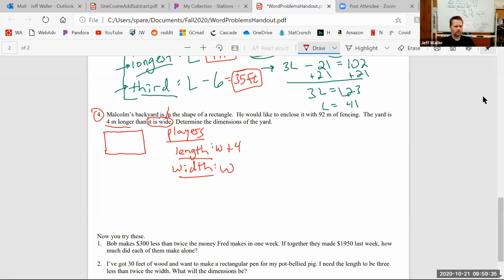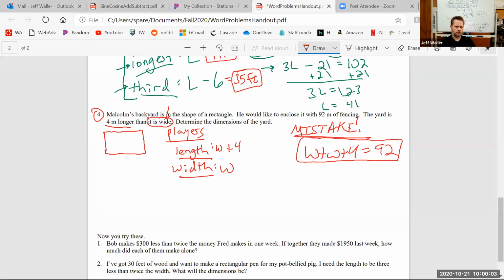There we go. Now, here's the mistake people make. You ready? Mistake. W plus 4 equals 92. That is a mistake. That is a big mistake. Oh, yeah, go ahead. Can anybody see why this is a mistake? If you wrote this down, go ahead, sorry. The perimeter is every side added, not just 2 of them.